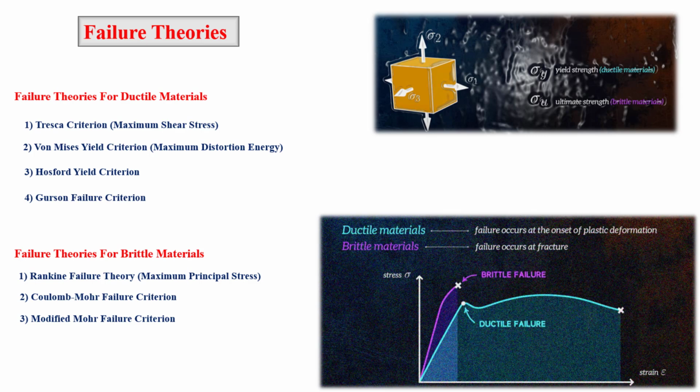Now, a very important thing: the point of failure for ductile materials is the yield strength. Remember, for brittle materials, it is the ultimate stress. For ductile materials, the failure will occur at plastic deformation, whereas the brittle material fails at the point of fracture. This is the thing we need to remember. Exactly here it will directly fail due to the principal stress. For this, it is shear stress. Remember.